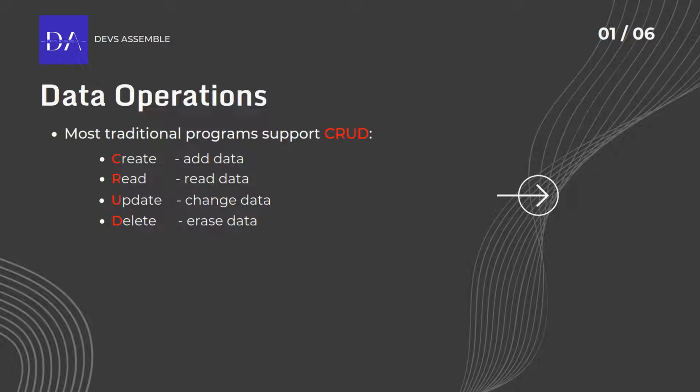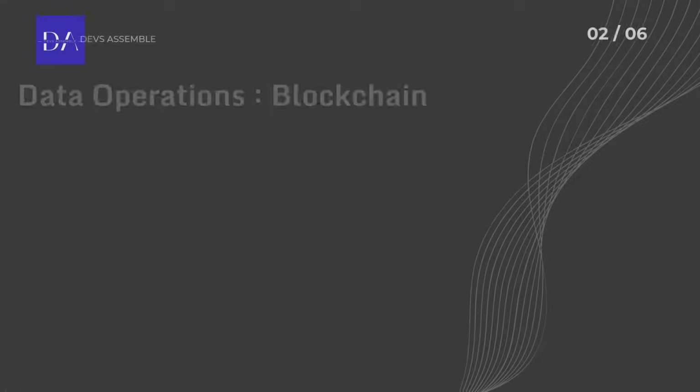That means we can create new records or create data. We can read the data back, which we have already created. We can also update or change our data, and that's very important. Of course, we can always delete the data as well. So these four operations are called CRUD operations.